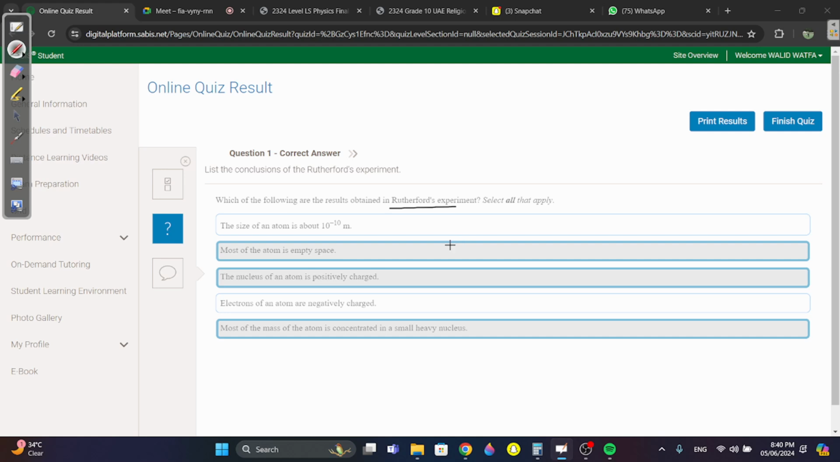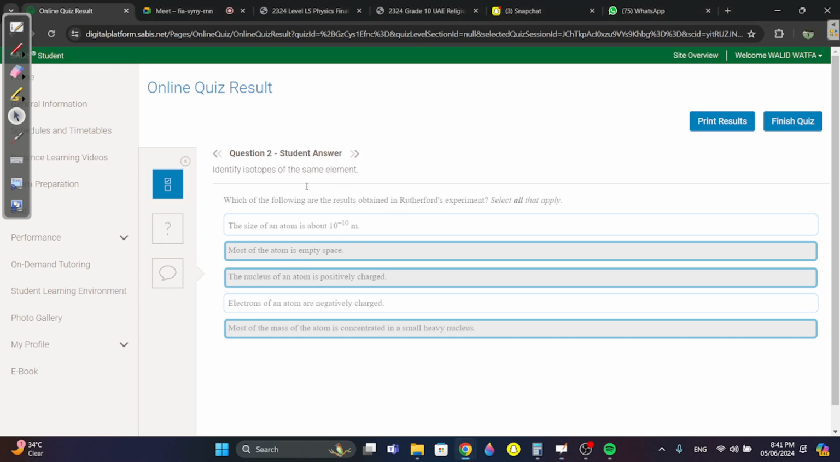What was obtained in Rutherford's experiment? Most of the atom is empty space. The nucleus of an atom is positive, and most of the mass comes from the nucleus. Electrons of an atom are negatively charged, but that's not coming from Rutherford, and the size of an atom is about 10 to the negative 10 meters. That doesn't come from Rutherford. Those are all general, they're known. But what Rutherford found out is these 3 points.